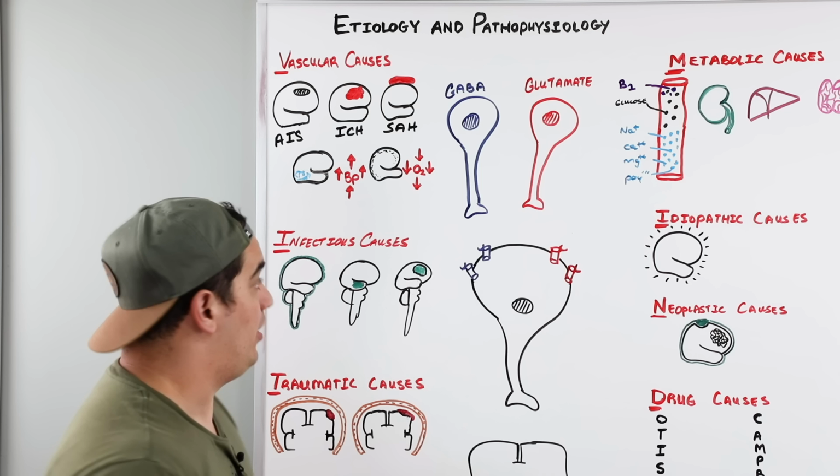The easiest way to remember the causes of seizures is through the mnemonic VITAMIN D and E, and we'll go through each part systematically. The first one is your vascular causes. These are very common for focal, structural causes leading to focal types of seizures usually, but they can cause generalized. This includes acute ischemic strokes, intracerebral hemorrhage, and subarachnoid hemorrhage.